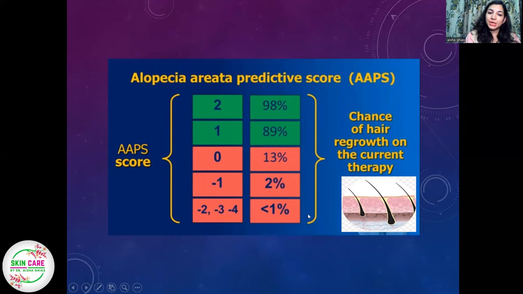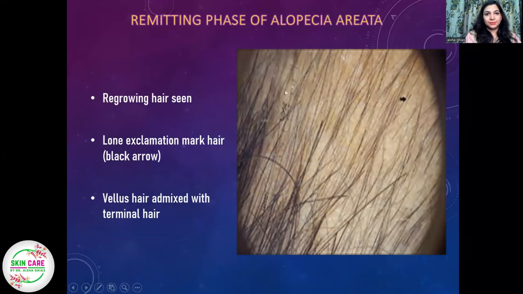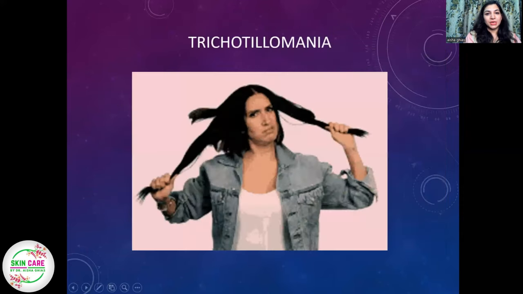So you probably have to change your treatment if you belong to these red tiles: 0, minus 1, minus 2, minus 3, minus 4. So this is one of the objective ways of documenting. So the remitting phase of alopecia areata, where the hair growth has already begun on your treatment, you get to see these regrowing hair. Regrowing hair are small upright hair that are not thicker distally. Lone exclamation mark here, marked over here with the black arrow. And then villous hair admixed with the terminal hair. These are the features of remission phase of alopecia areata on treatment.